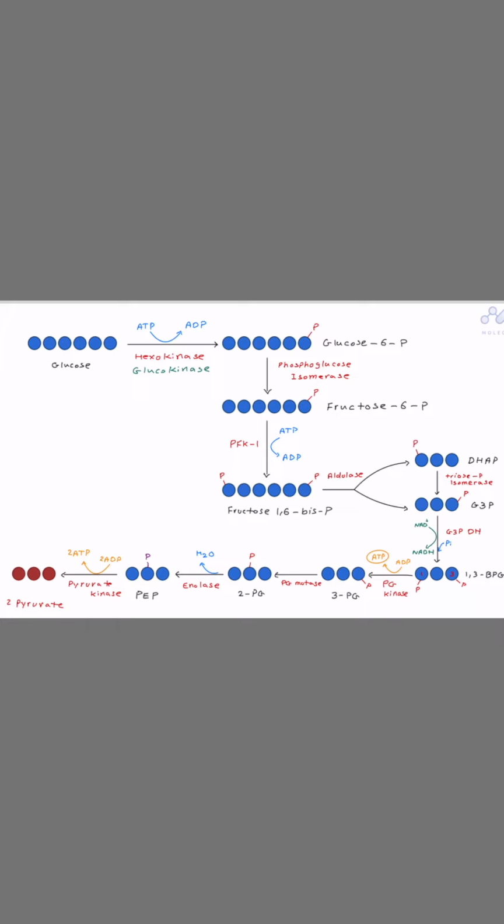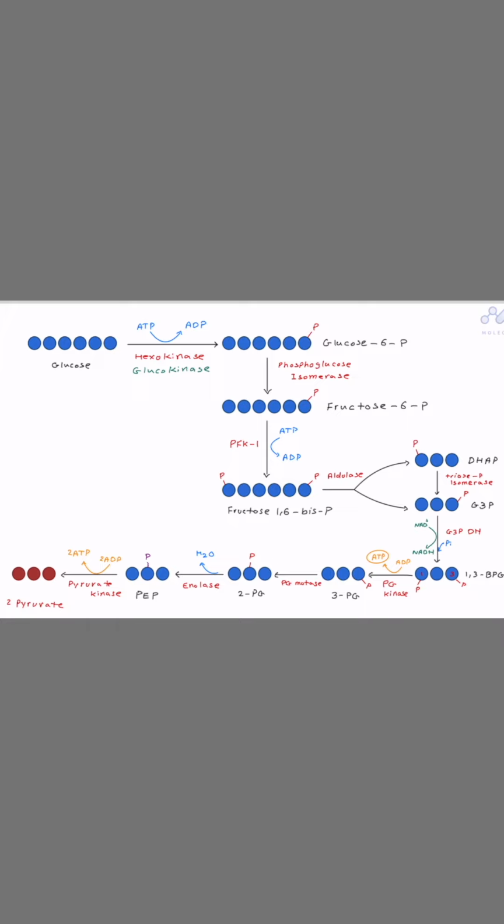Now, in the next reaction, we have an example of something that we call substrate level phosphorylation. We are getting production of ATP without going into the electron transport chain. So what's happening here is that our 1,3-bisphosphoglycerate, which had 2 phosphate groups on carbon number 1 and on carbon number 3, is getting converted to 3-phosphoglycerate, and the phosphate on carbon number 1 is going away. It's getting transferred to ADP to make ATP, and this is going to happen through the action of phosphoglycerate kinase.